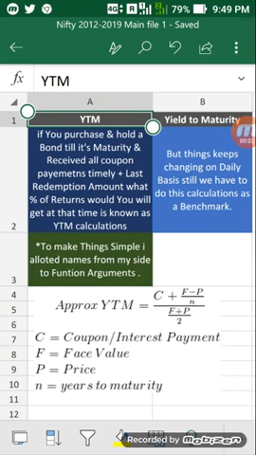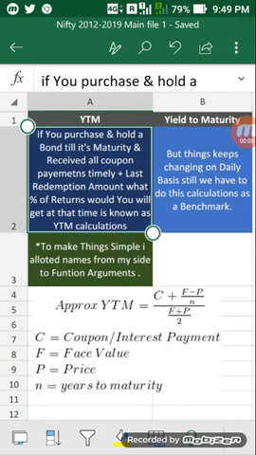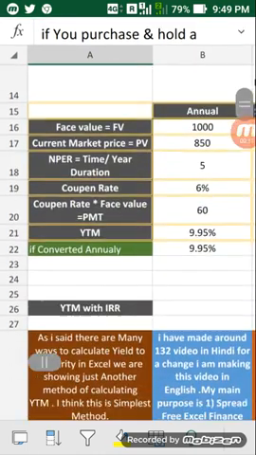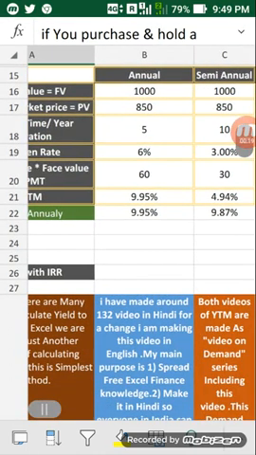Hello friends, let's calculate yield to maturity with the IRR function. In our previous video, we saw how to calculate yield to maturity with the RATE function. Here is that sheet, and we will use all the inputs from that sheet only.